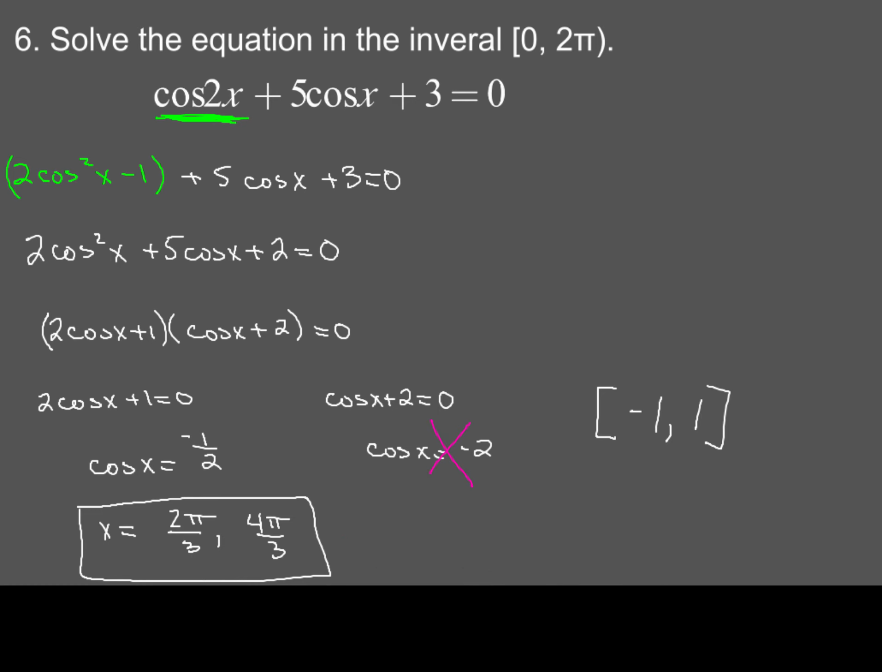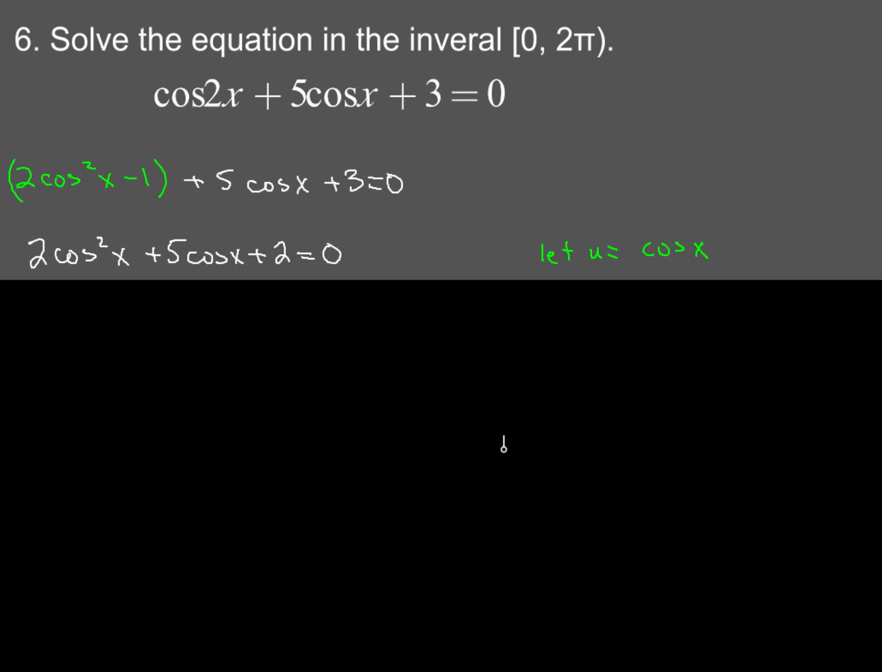Now, similar to some other problems, we could have done this using a u-substitution. So let's take a look at what that would look like. If we wanted to start this off the same way, we would make our substitution for cosine of 2x, just like we did previously, and change that to 2 cos squared x minus 1. And then from there, we would clean everything up. We'd have 2 cos squared x plus 5 cos x plus 2 equals 0.